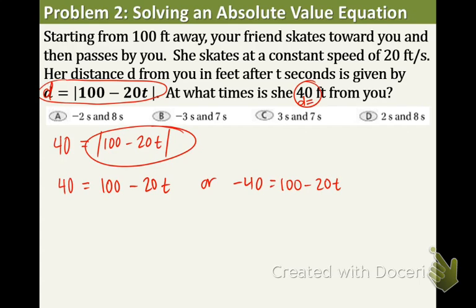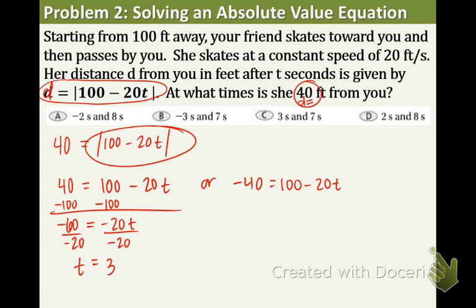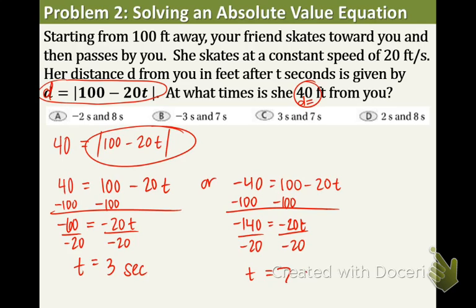And now we're just going to do our usual opposite operations to get t by itself. So minus 100 from both sides. You get negative 60 on the left. Divide by negative 20. And you get t equals 3. Now let's try the other one. Minus 100. Negative 140 equals negative 20t. Divide both sides by negative 20. And you get 7. So that means that your friend passed you by at 3 seconds and 7 seconds.